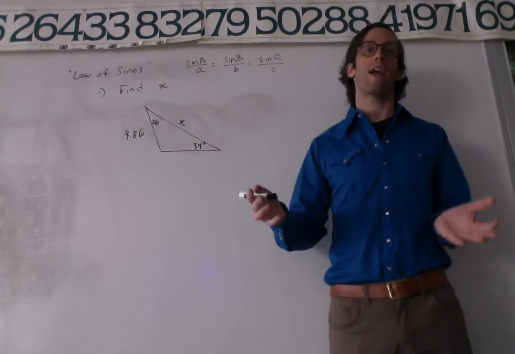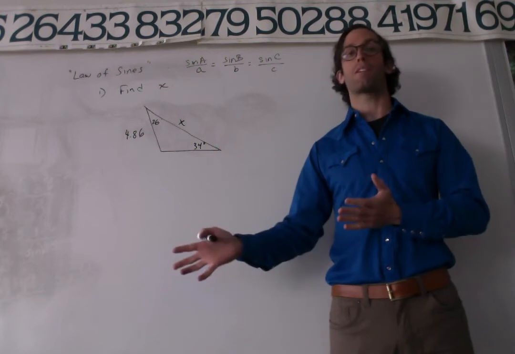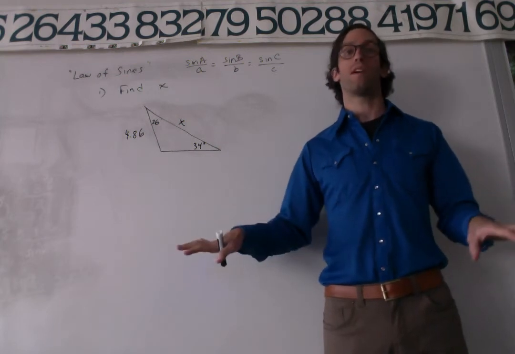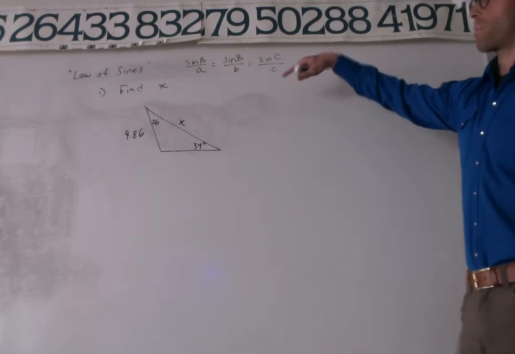If the triangles are right, we'll use SOHCAHTOA or the Pythagorean theorem to help us on our way. We can't use those if the triangle is not right. All right? First of all, law of sines problem.